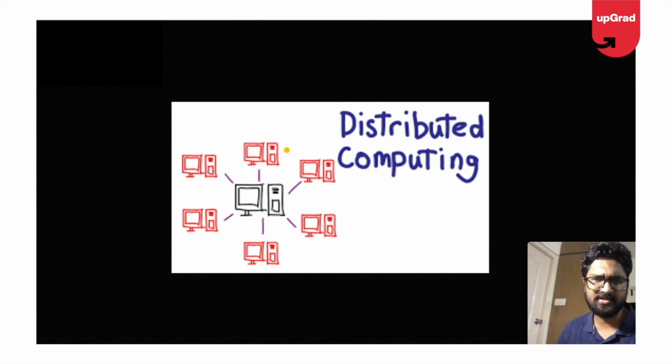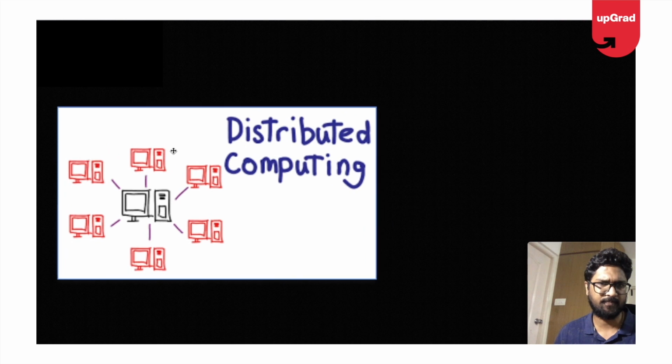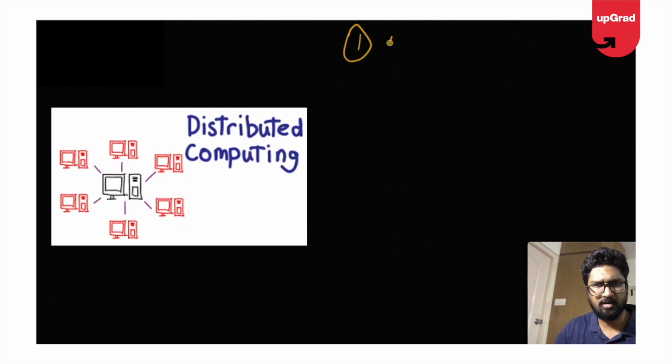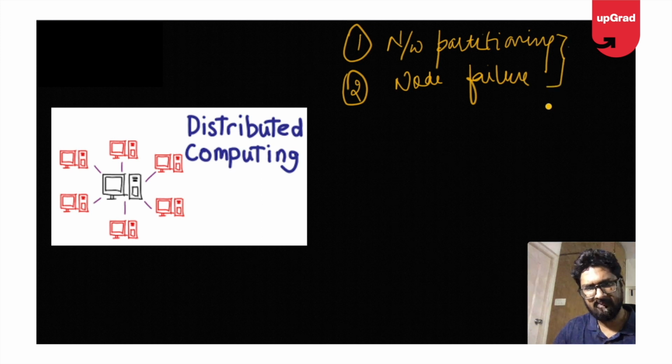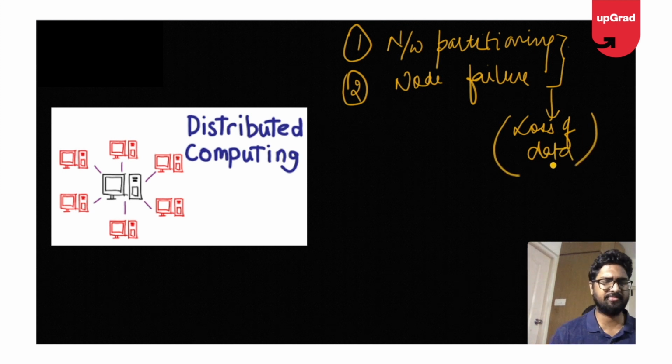So now we see the two biggest problems. The two biggest problems in this case were network partitioning, and the second problem was node failures, and both of them resulted in what? Loss of data, right? Because of all these things, the main thing that was happening was we were losing data, and each of the nodes was connected over the network like this.